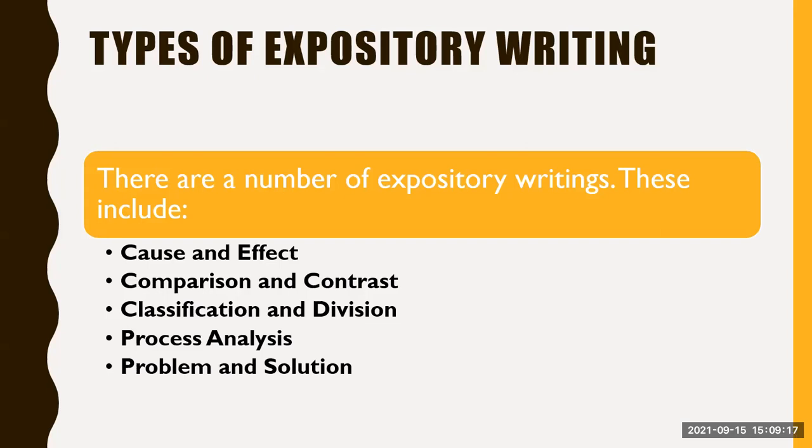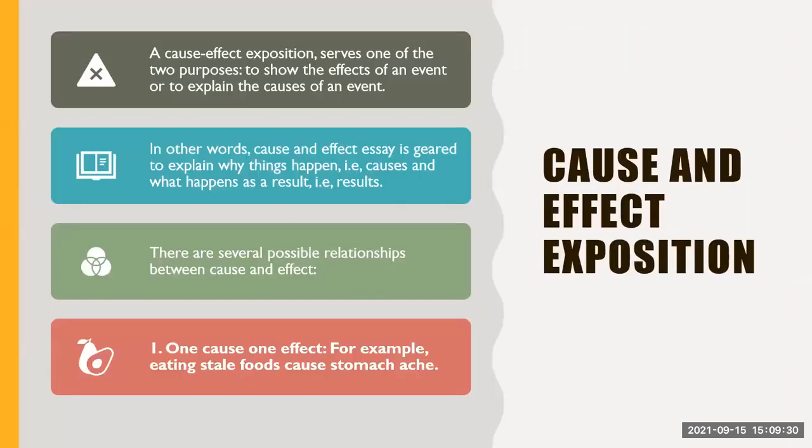So you know that, all right, I want to inform. To properly inform my reader of a particular matter, I believe using cause and effect would be the most effective method, right? So you're going to use cause and effect exposition because you want to show the effects of an event or to explain the causes of an event, right? So you're trying to essentially explain why things happen, right?